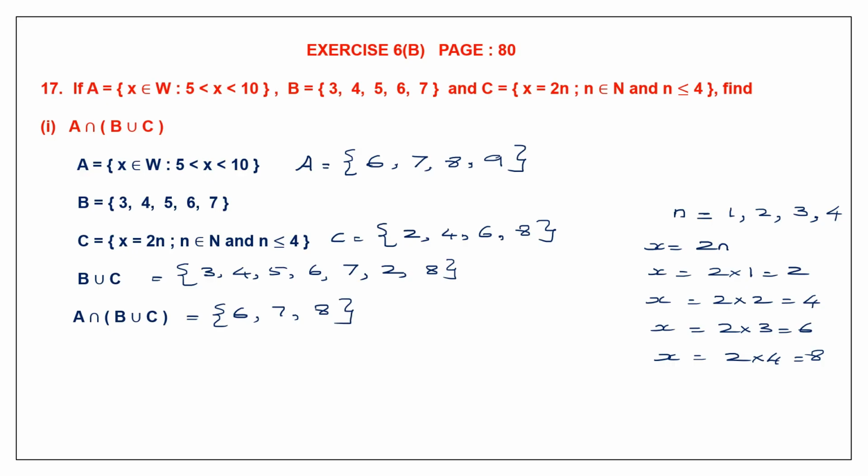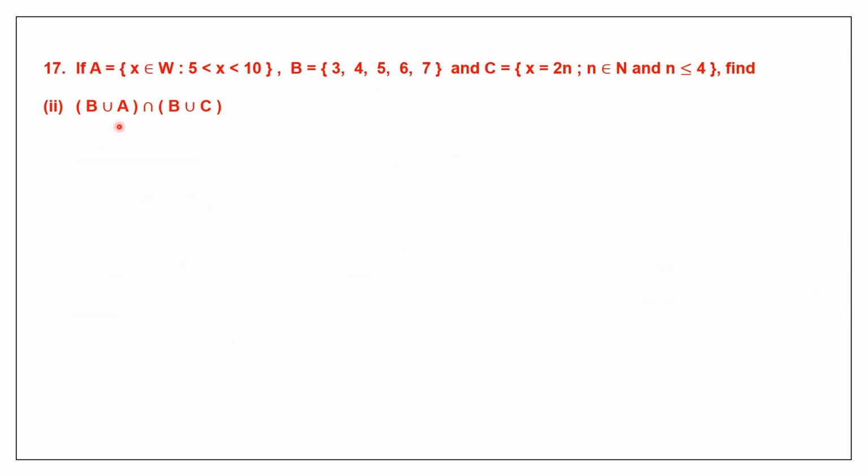So we have got our answer for A intersection B union C. The elements are 6, 7 and 8. Question 2, we have to find the intersection of these two sets. So this set is B union A and this set is B union C.